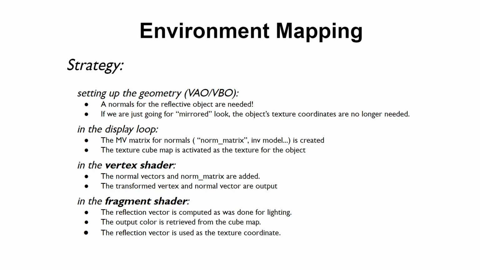Then the magic happens, of course, in the vertex and fragment shader. Not so much in the vertex shader. It's really just, again, similar to our ADS lighting, where we're calculating the normal vectors. You just use that. But in the fragment shader, that's where it gets exciting, where we compute a reflection vector as we did for the lighting, but the output color for that is then retrieved from the cube map. The reflection vector is used as the texture coordinates. So this should be kind of flipped, my last two bullets. I don't know how I wind up flipping those.